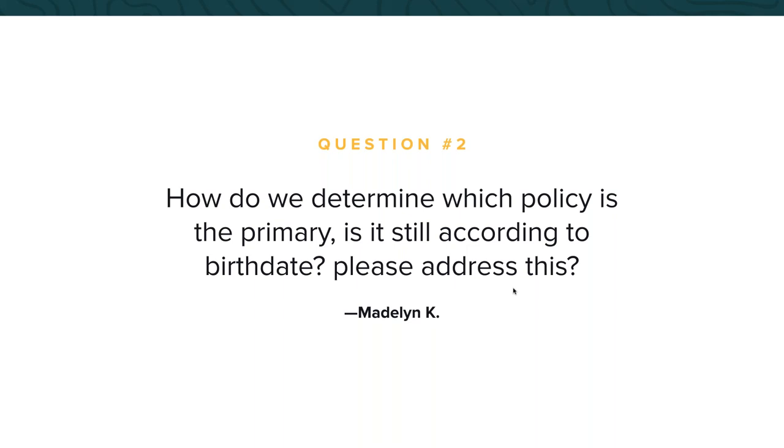The birthday rule says that whichever policy is first goes according to which parent has the earliest birthday in the calendar year. So it's not which parent is older, but if one parent is born in April and the other parent is born in September, then it would be the parent born in April whose policy is first. But I have a cheat sheet for you, and it's 3 pages long of all the coordination of benefits rules out there.